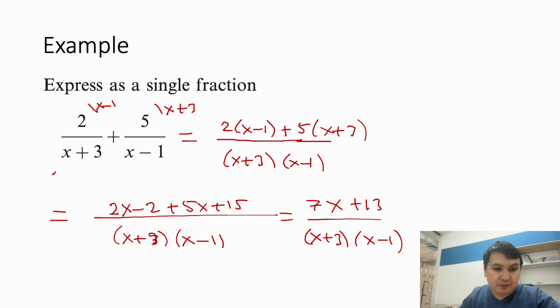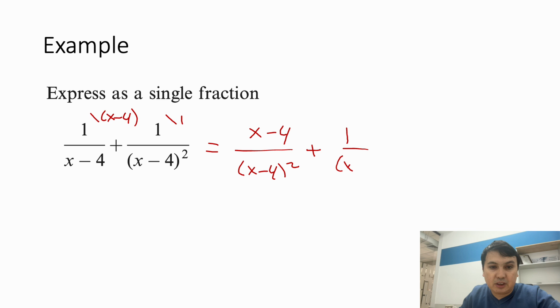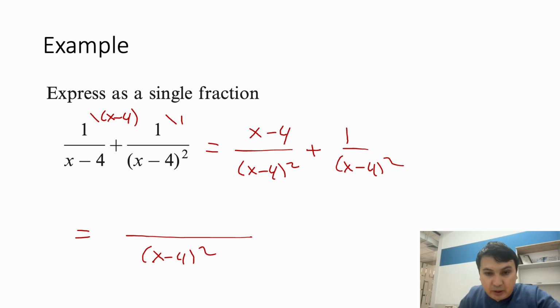Okay, last one. So 1 over x minus 4, plus 1 over (x minus 4) squared. All I have to do is multiply the first one by x minus 4, and the second one just by 1. So then I have x minus 4 here, and here I have (x minus 4) squared plus 1 over (x minus 4) squared. So the common denominator is (x minus 4) squared. At the top I get x minus 4 plus 1. Minus 4 plus 1 is minus 3, so this is x minus 3.